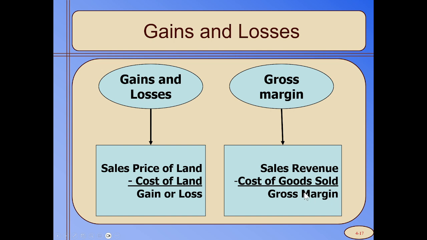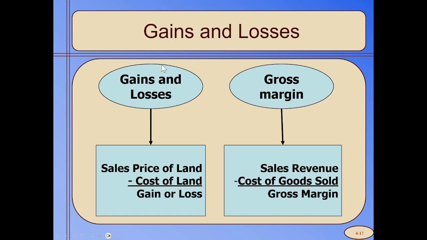Why are there two different terms? Buying or selling land is not the company's primary business. Therefore, the gain from selling the land is not likely to happen on an ongoing basis. If the land is sold for less than the cost, the difference would be called a loss. Gains and losses are shown separately on the income statement to communicate the expectation that they are non-recurring.